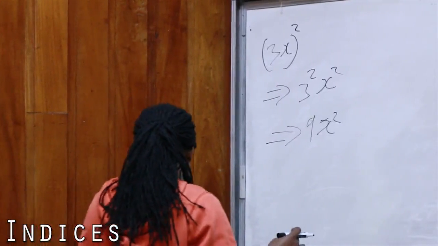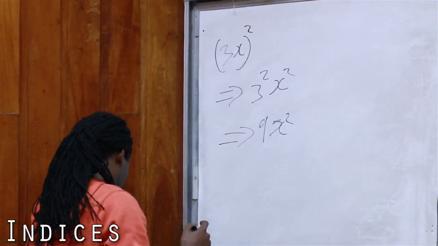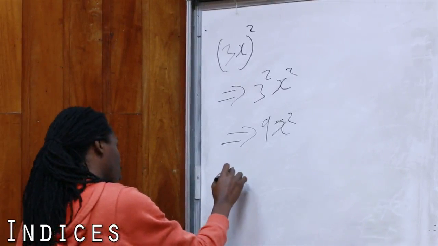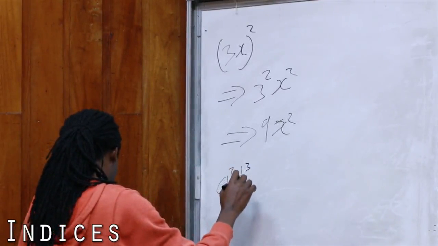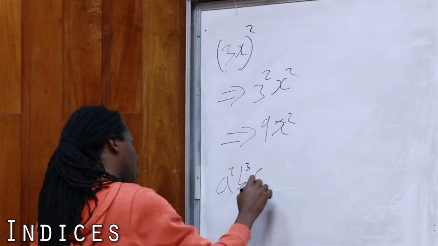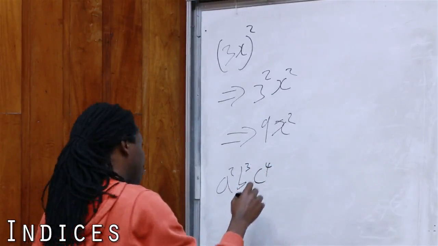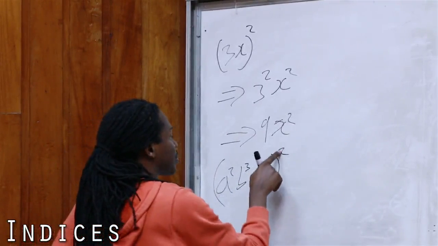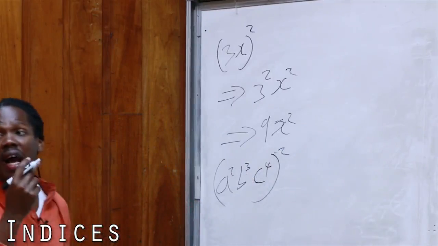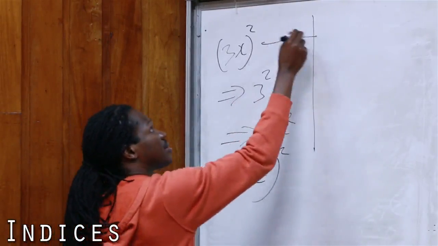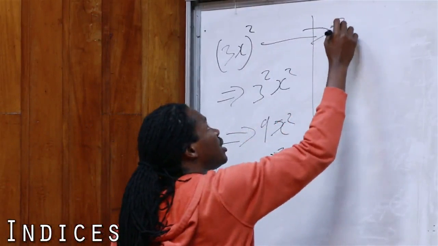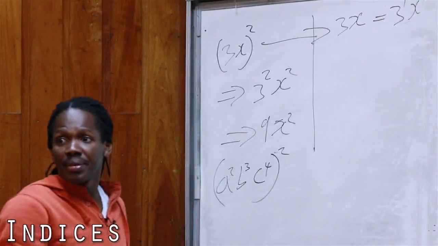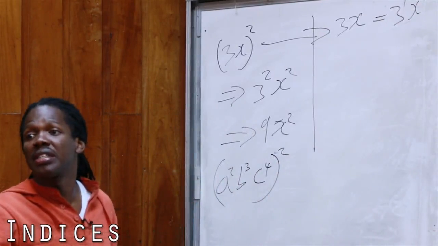All right. Suppose we say a squared b cubed c to the 4th, all squared. Now, what happened here? Look here, sir, again. What happened here is that 3x is actually equal to 3 to the first power, x to the first power. You see that? You just don't write to the first power because it is just itself.